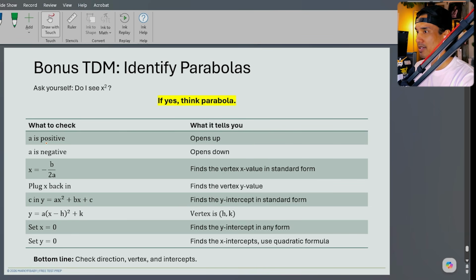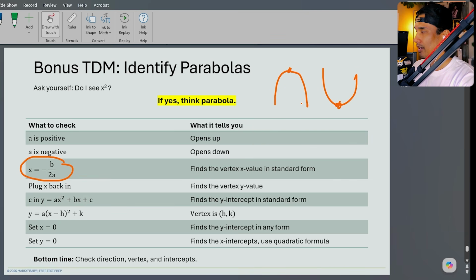When you have a positive a, it opens up. If you have a negative, it opens down, okay? x is equal to negative b over 2a. This formula is needed to find the vertex, given the formula in standard form. Standard form is here: y is equal to ax squared plus bx plus c. This is standard form. Okay, you would plug the x back in after solving, and then you would find the y, and after that you have found the vertex of your parabola. The vertex is just the highest point in your graph or just the lowest point in your graph.